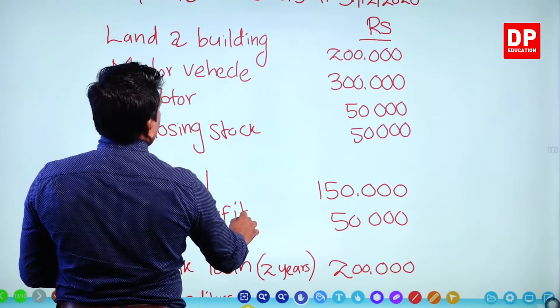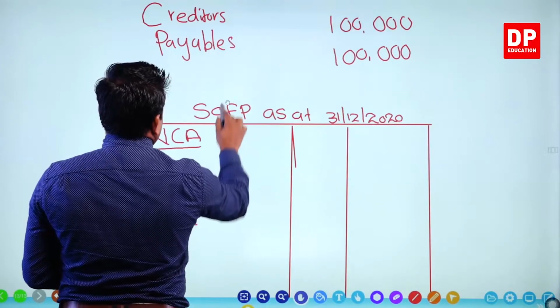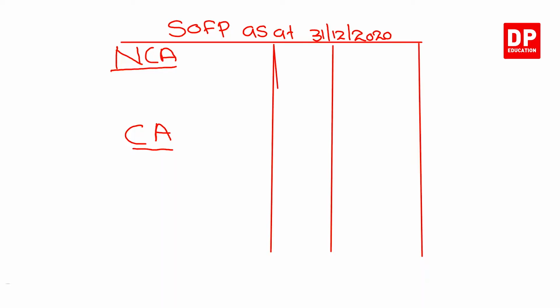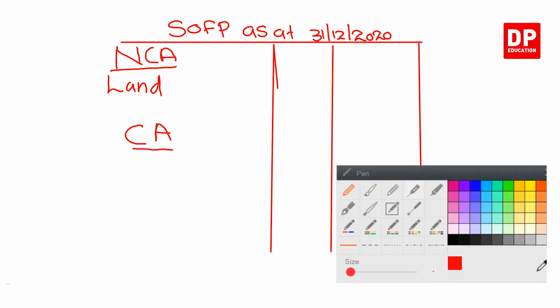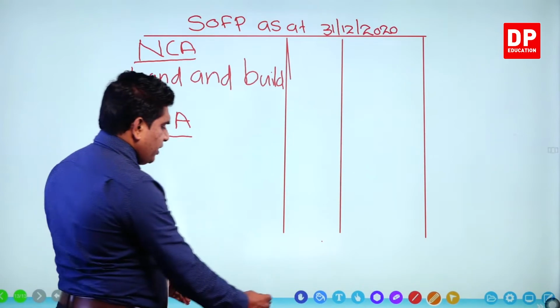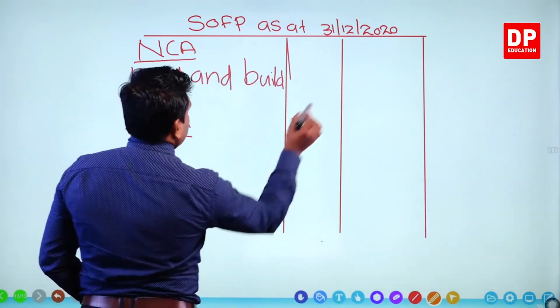Land and building and motor vehicle. Then land and building. Land and building value is given in this question how much? 200,000, you put it here.